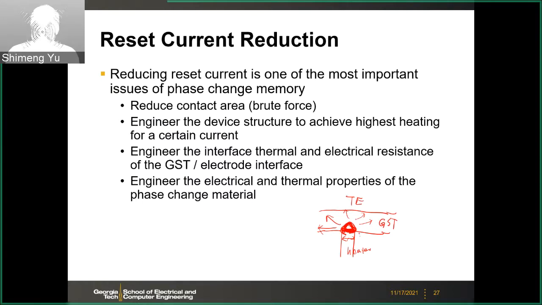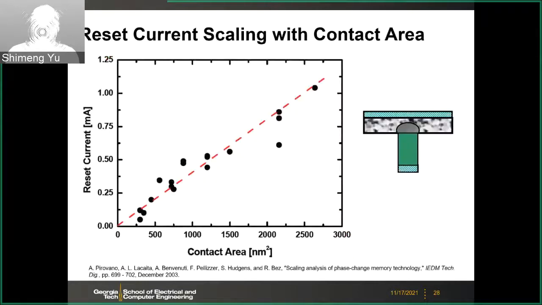So you can play with some interface property of the GST and the electrode interface. So it's like electrical and thermal engineering to make the heat efficiency higher. So you don't need to pass large current. You can heat up more efficiently. So let's look at the first strategy. This is simply scaling this contact area.